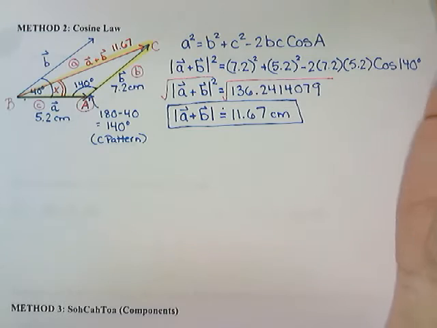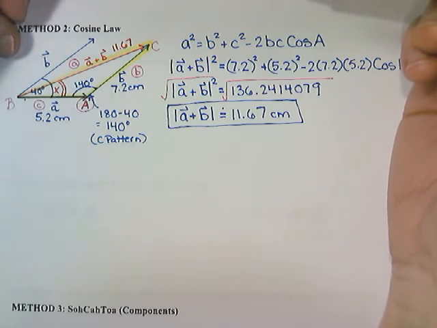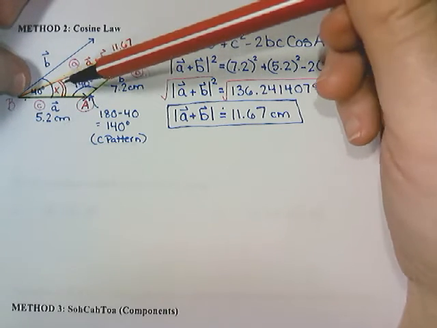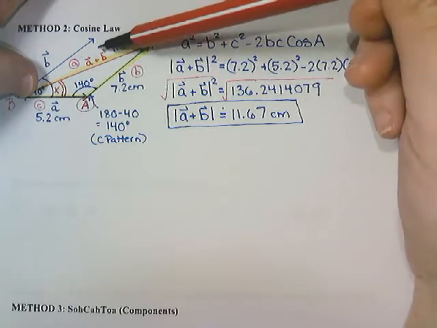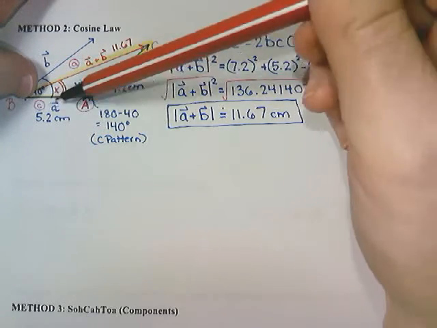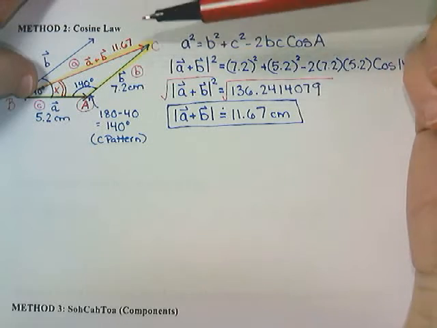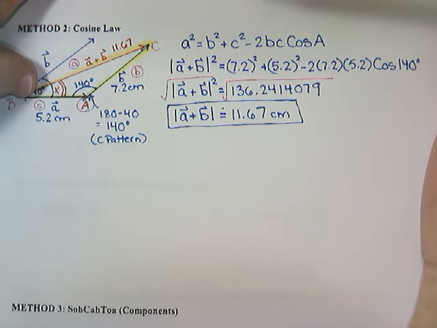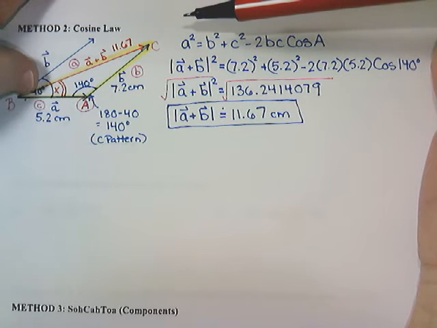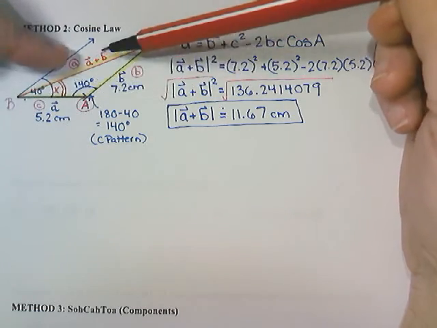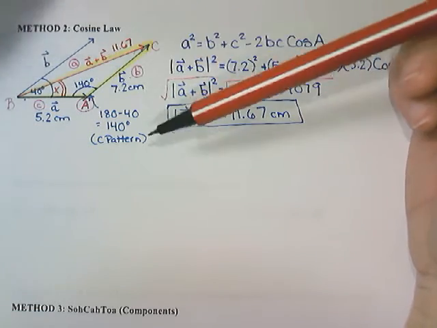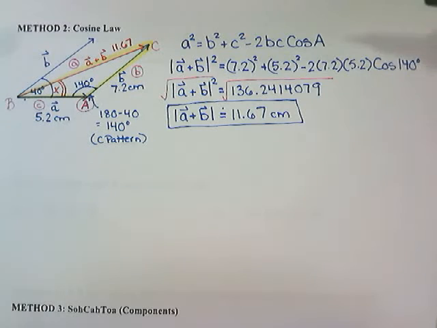So I have a choice between sine and cosine law. I could use cosine law with x because I know all three of the sides. So I could solve for angle x using cosine law. I could also solve using sine law because I now have an angle and an opposite side. I have that 140 and that 11.67, and I could do it with sine law.